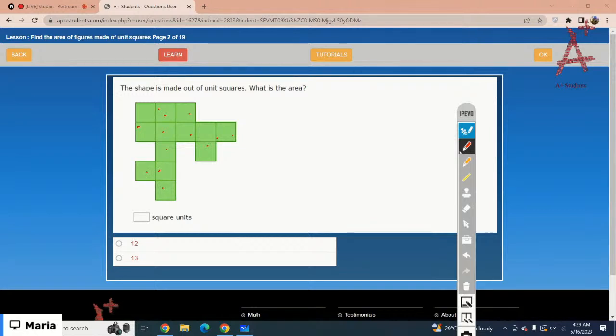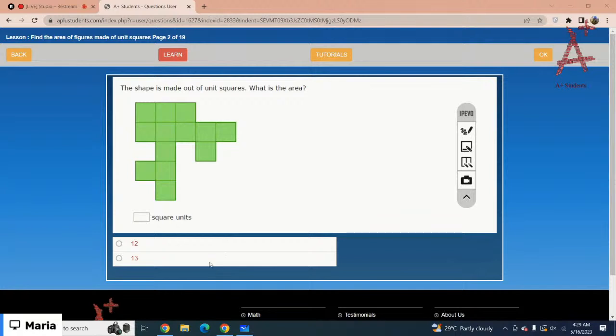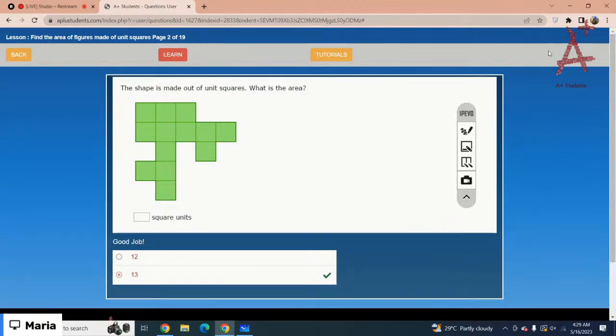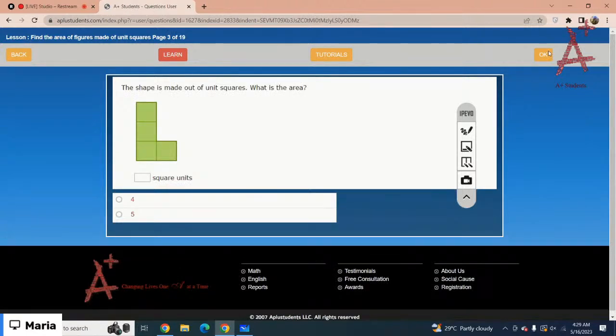I will block you if you don't stop. It would be 13. The correct option is 13. You are here to learn, not for fun. Please learn and do not make fun.